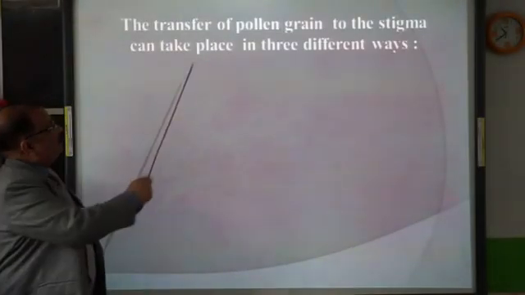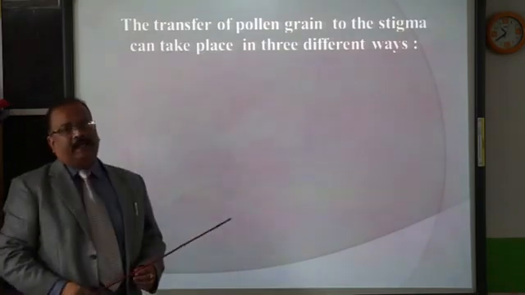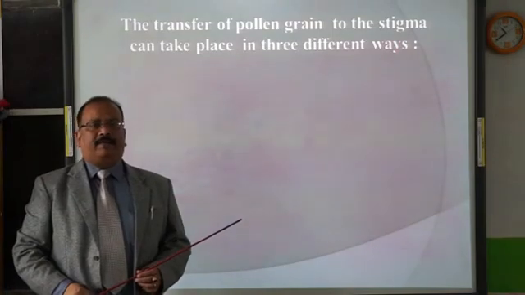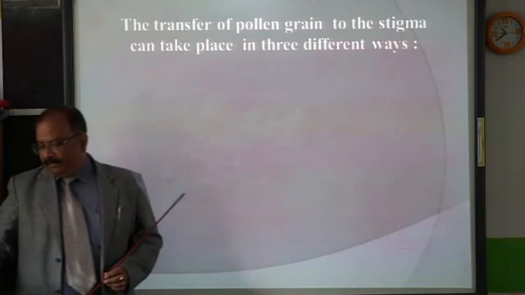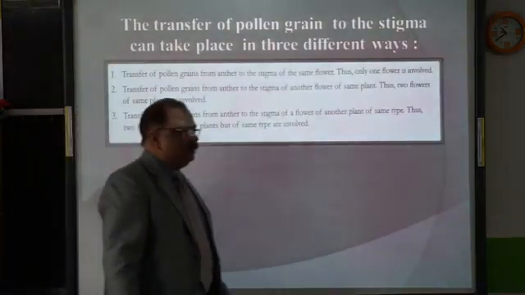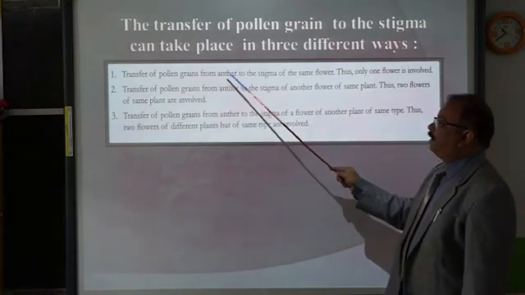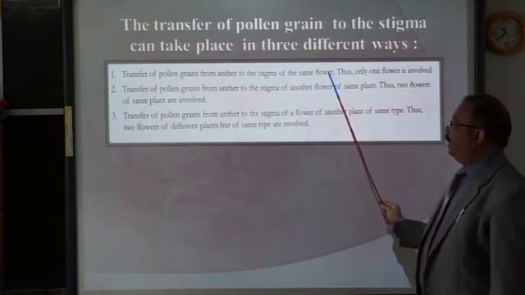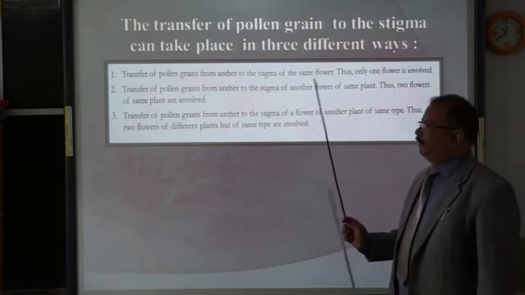Now this transfer of pollen grains to the stigma can take place in 3 different ways. The transfer of pollen grains from anther to stigma can take place in 3 different ways. Now let's see this. The first one here, how the transfer takes place. Transfer of pollen grains from anther to the stigma of same flower. That means in only one flower. Thus only one flower is involved.